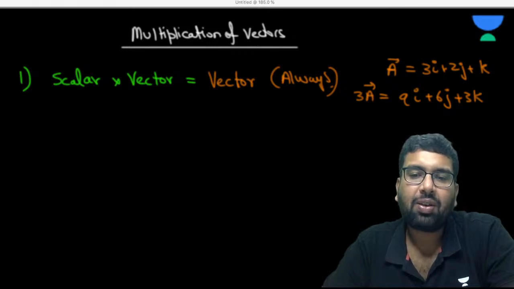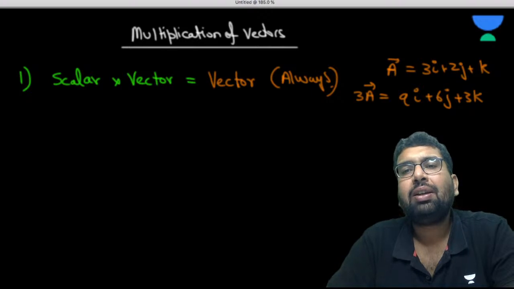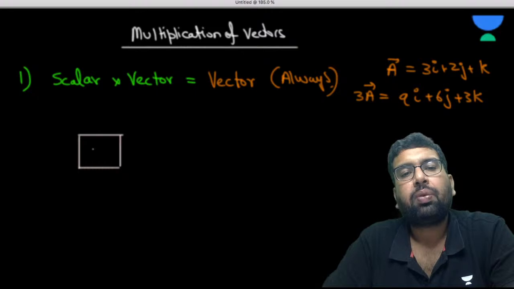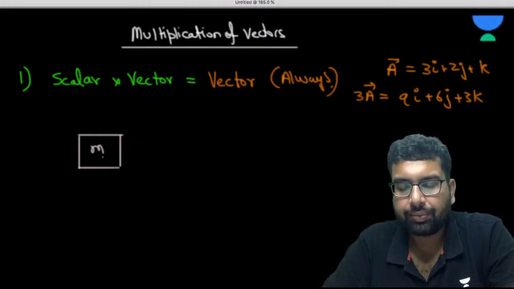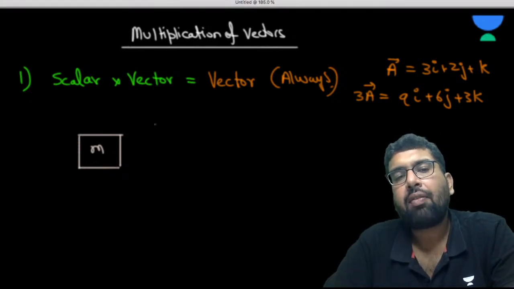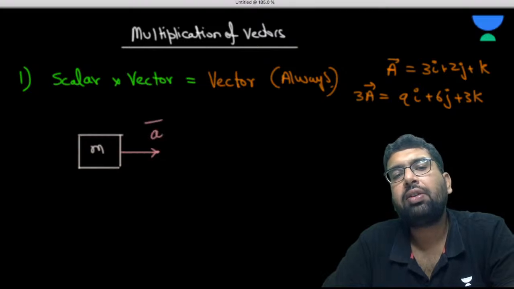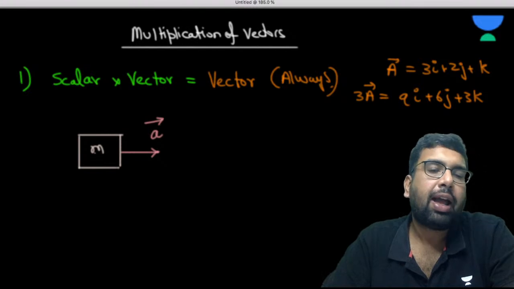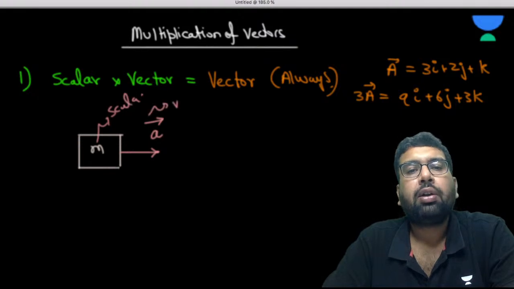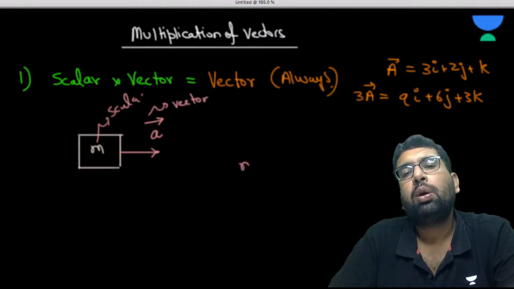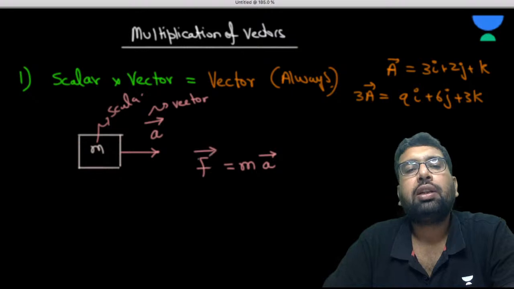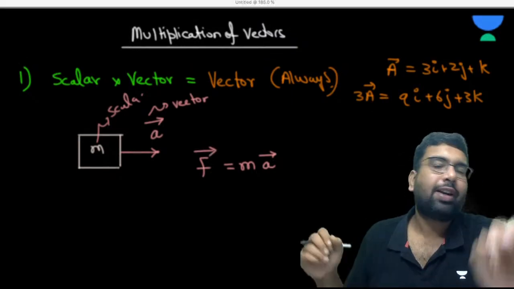Product of a scalar and vector is always a vector. Like for example, if you want to have a feel of it, if a mass is there, and you are having some acceleration in this direction, acceleration is a vector, and mass is a scalar quantity. This is scalar, this is going to be a vector. Now we understand that when these two are multiplied, we get the force, which is again a vector. So see, the result of the multiplication of a scalar and vector is always a vector.